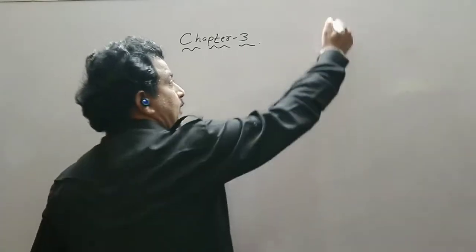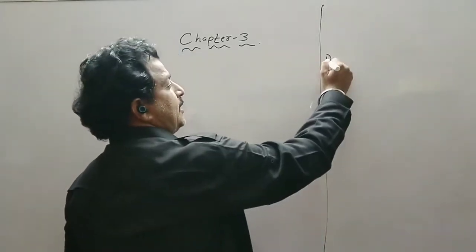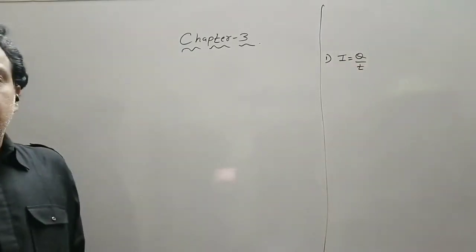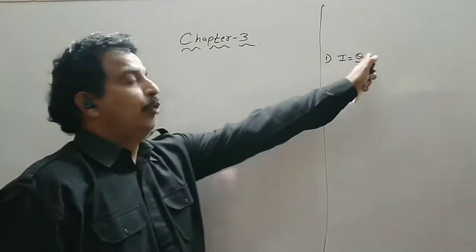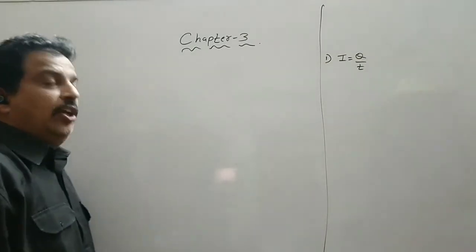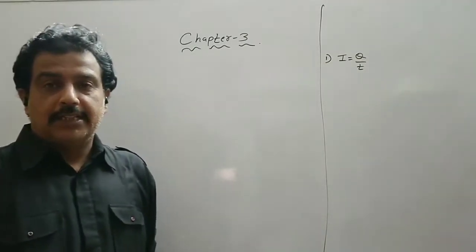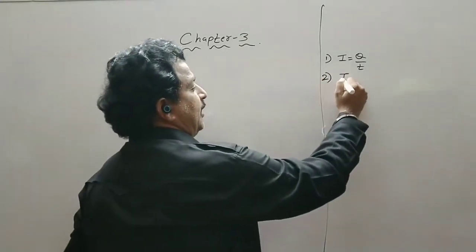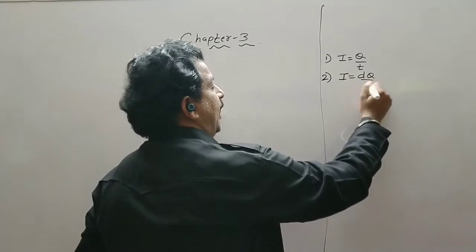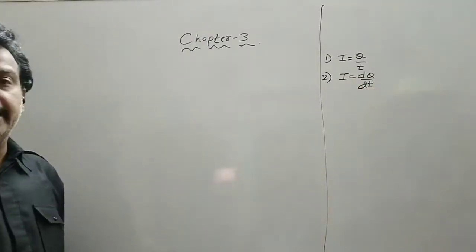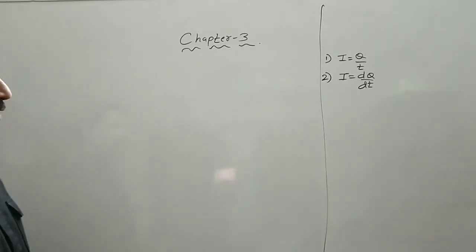We have seen that if the current is steady, I is equal to Q by T, where Q is the amount of charge flowing through the cross section of the conductor, which is held normal to the flow of the charges, per unit time. And if the current is unsteady, then the instantaneous current is equal to dq by dt. That we have seen.